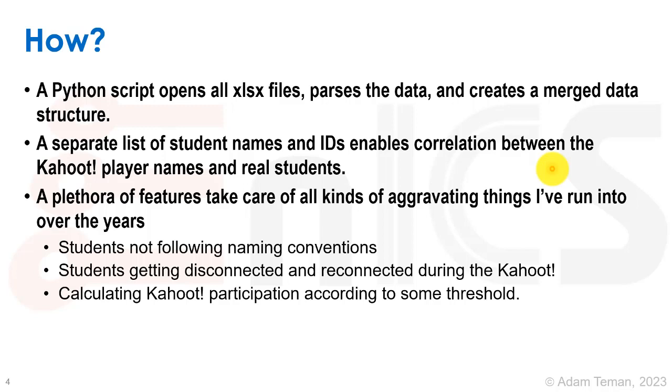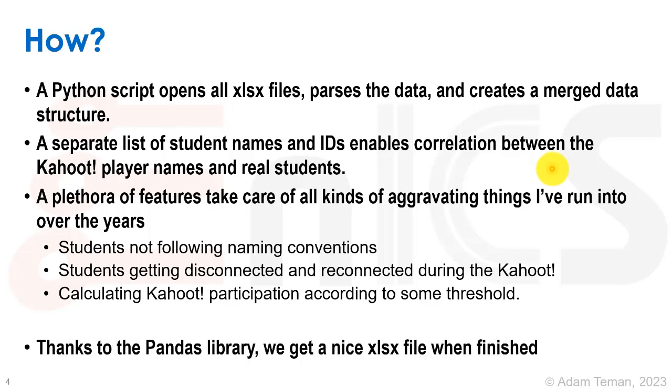And finally, it has a plethora of features that we've run into over the years, some of them David made, some of them I made. For example, students who don't follow the naming conventions that you tell them to use, or they get disconnected and reconnected during the Kahoot and appear several times in the report. And in general, I want to know how many Kahoots somebody participated in, but I don't want them to get participation credit if they didn't get enough right answers or enough of a score. So I do all this inside the script. And I want to thank the Pandas library because it gives us a really nice Excel file when we're done.